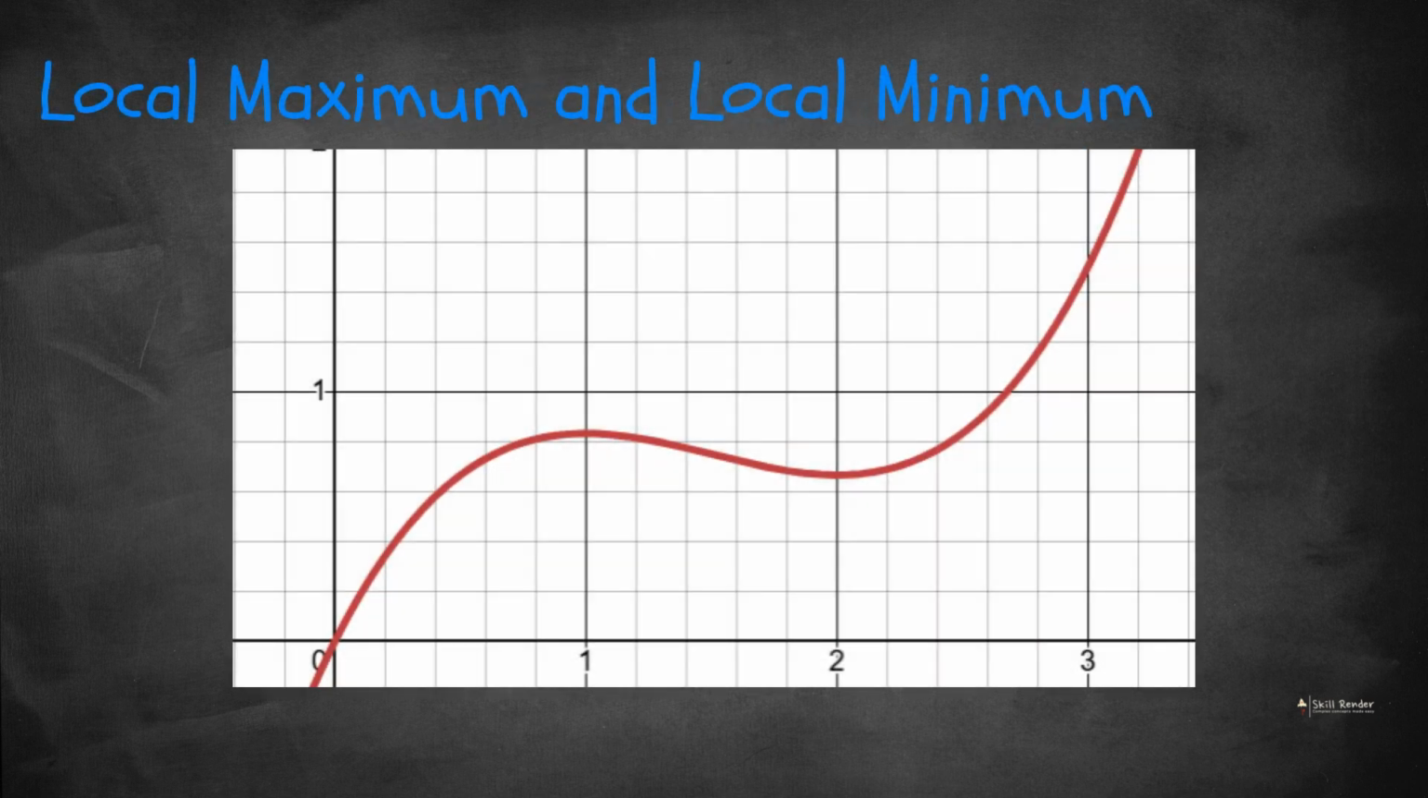Looking at this function on an inclusive domain of 0 to 3, the absolute maximum value is located at x equals 3, and the absolute minimum value is located at x equals 0. However, there exists a local maximum point c1 at x equals 1, where there is no greater value of f nearby. Also, there exists a local minimum point c2 at x equals 2, where there is no smaller value of f nearby. The next theorem explains why we usually need to investigate only a few values to find a function's extrema.